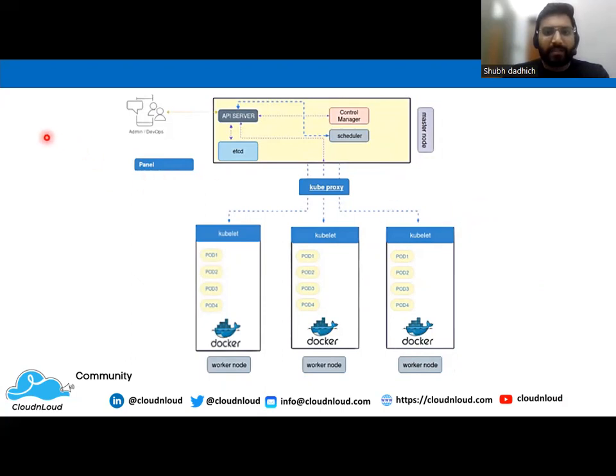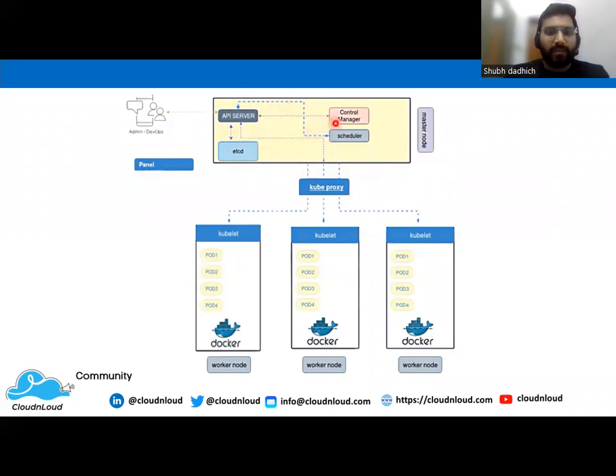When the admin executes any command, it first goes to the API server, and the API server is responsible for communicating with other components within the cluster. Whatever communication has to be done, it will be done through the API server. If the API server goes down, then the whole cluster will not be able to communicate with each other.